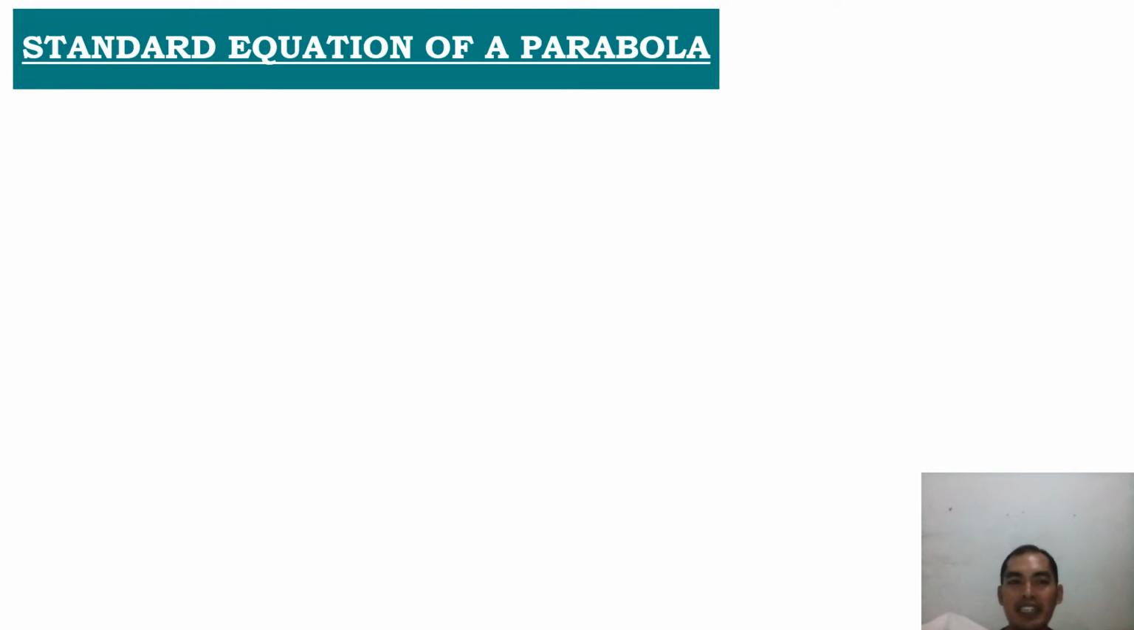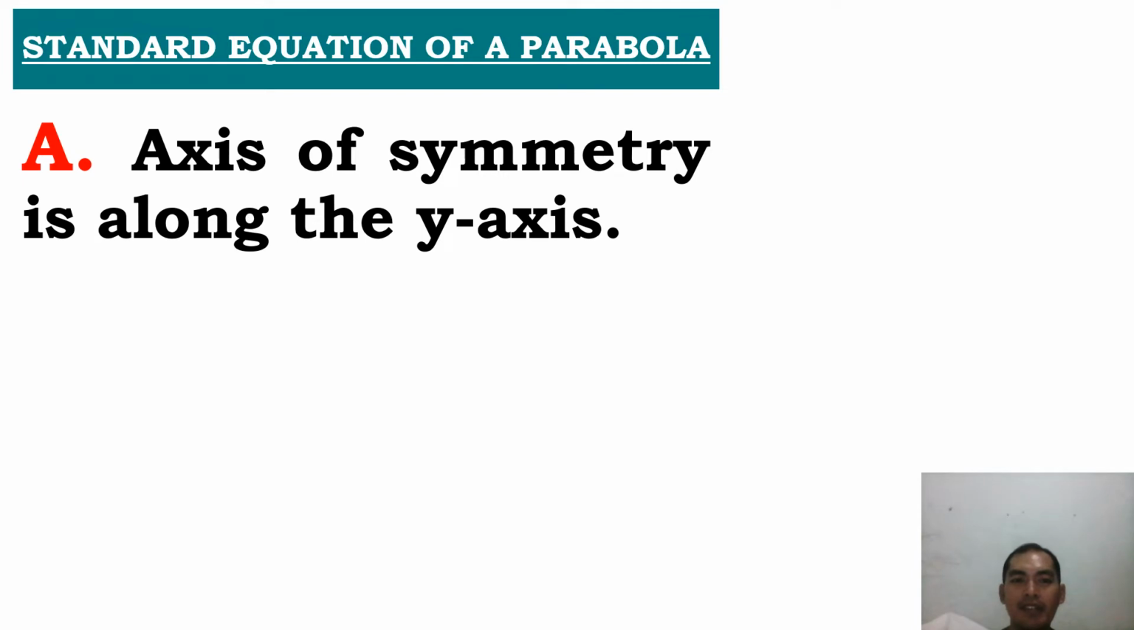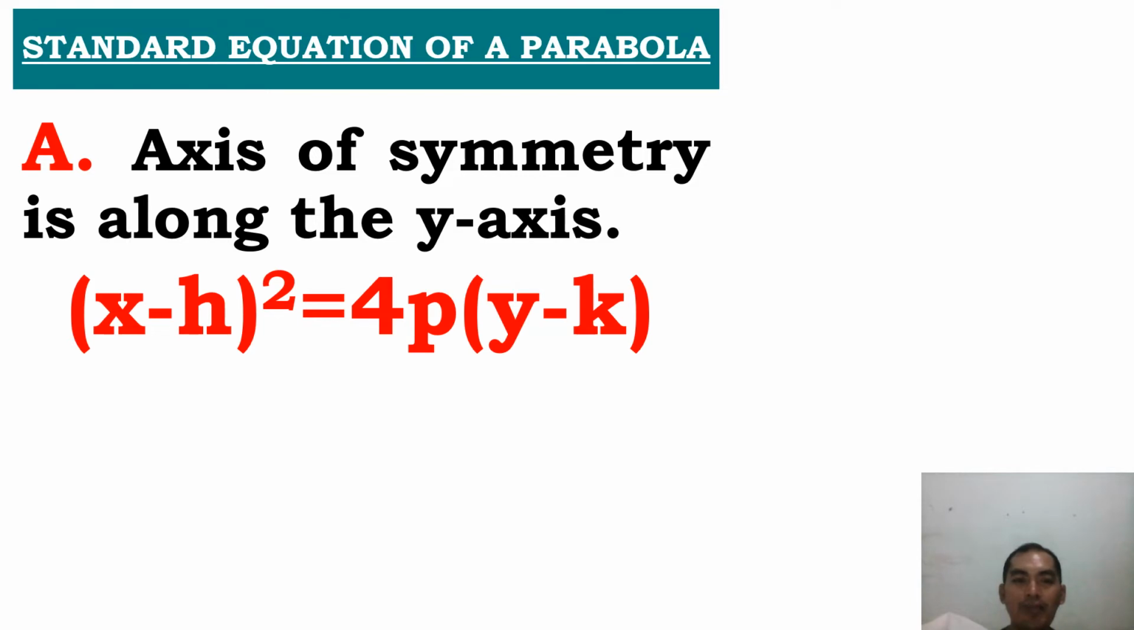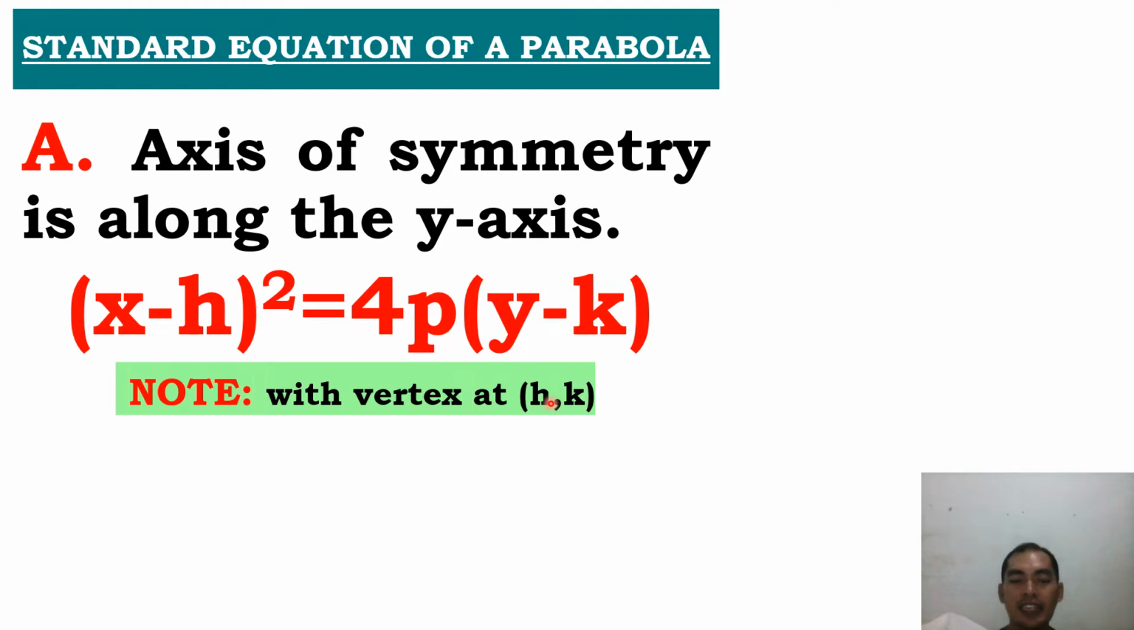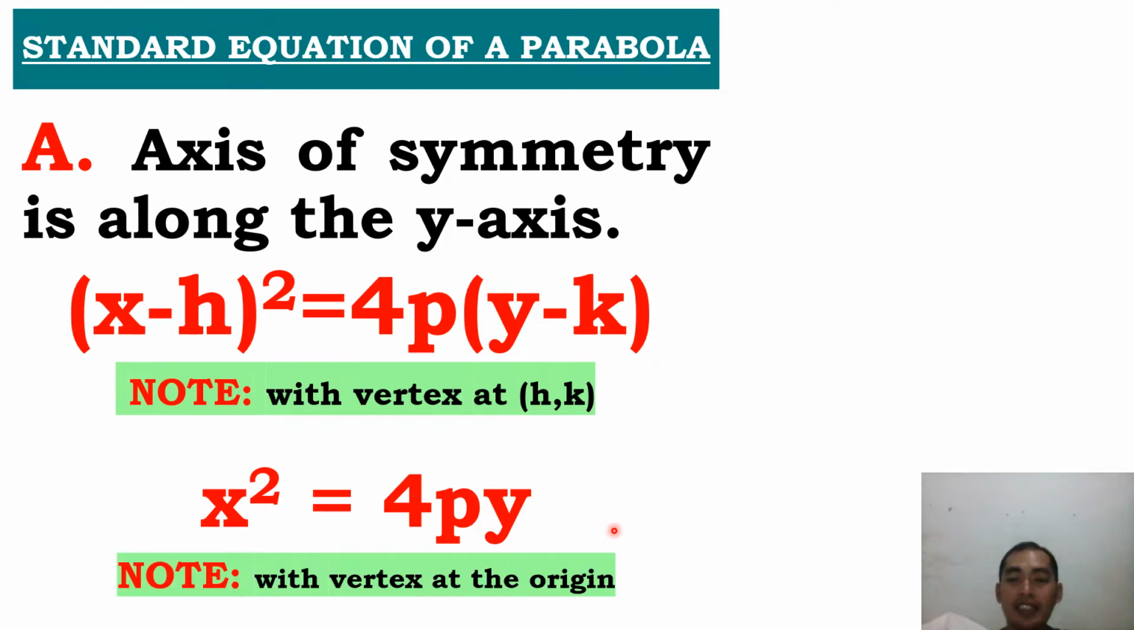So balikan muna natin ang standard equation of a parabola. We have letter A, axis of symmetry is along the y-axis. So we have the formula, the square of x minus h equals 4p times the quantity of y minus k when the vertex is at h,k. While the other one is x squared equals 4py when the vertex is at the origin.